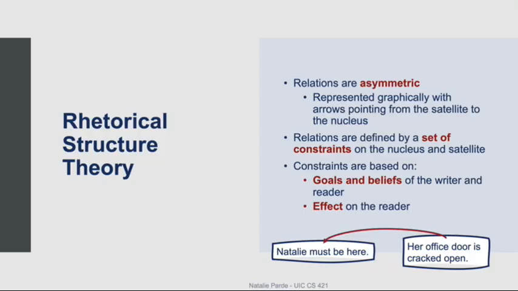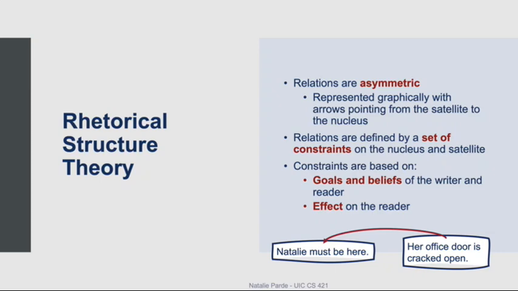The relations in rhetorical structure theory are asymmetric. So if a span A is a satellite of a span B, that does not at all suggest that span B is a satellite of span A. When you see rhetorical structure relations presented graphically, you'll usually see two spans of text connected with an arrow that points from the satellite to the nucleus.